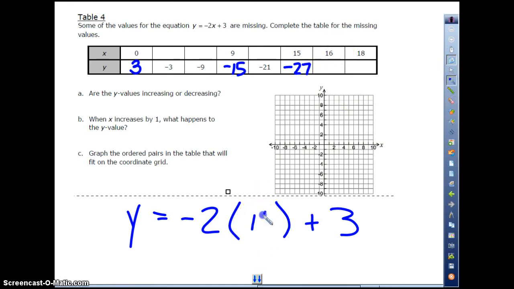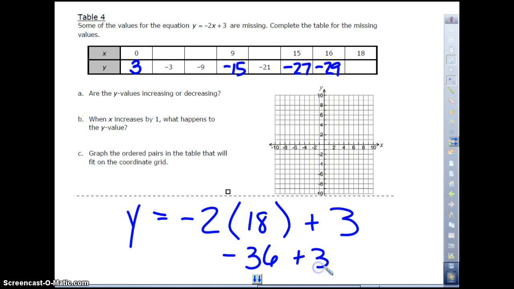16. Let's put in a 16 right here. What's negative 2 times positive 16? Yeah, that's negative 32. Negative 32 plus 3 gives you what? Yeah, negative 29. Let's put in 18. Negative 2 multiplied by positive 18 is negative 36. Negative 36 plus 3 is negative 33. Okay.